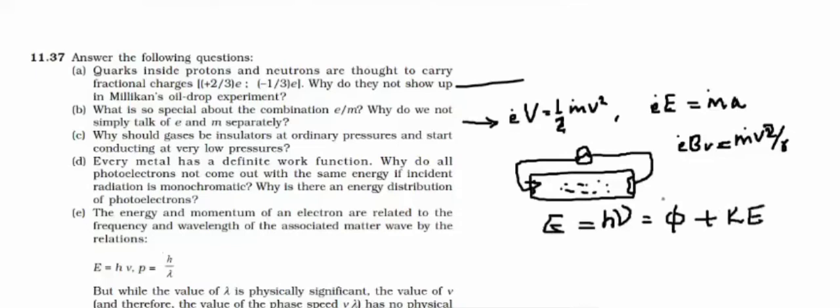And for a given metal, phi is a constant. For monochromatic light, h nu is constant. Then what about this kinetic energy? We are observing different values of kinetic energy for different electrons. Why? According to the equation, we expect all the electrons to have the same kinetic energy. Okay, so what's the reason?